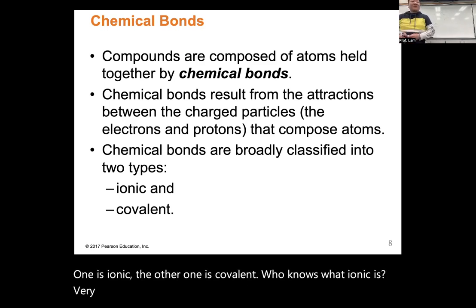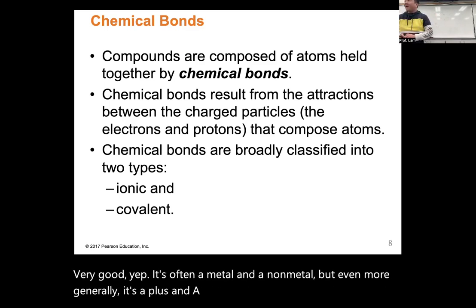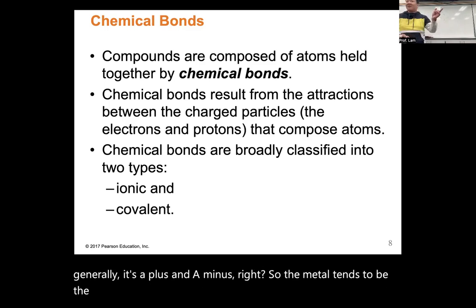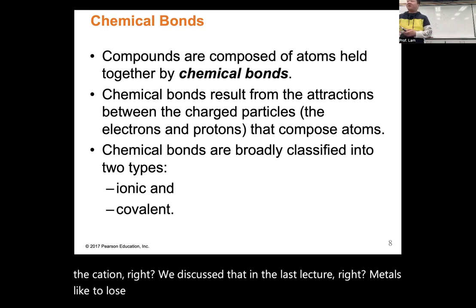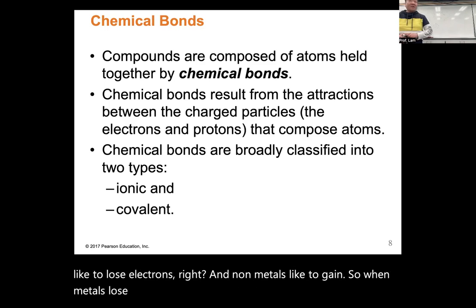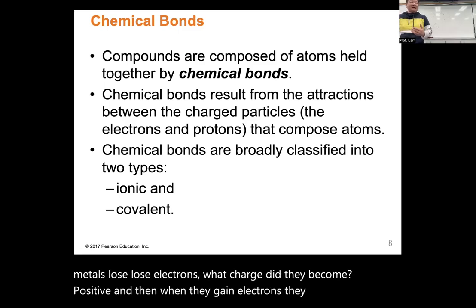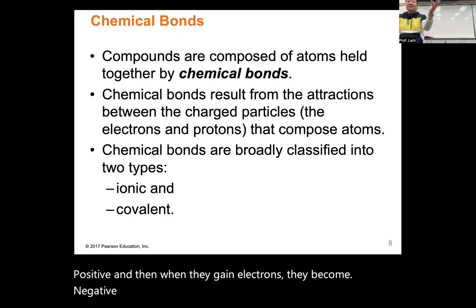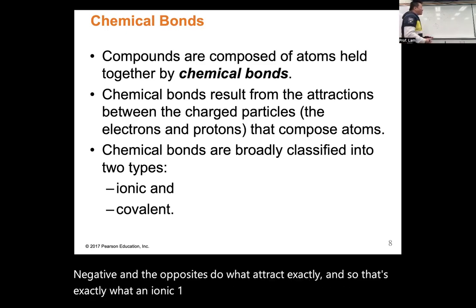Very good. Yep, it's often a metal and a non-metal, but even more generally, it's a plus and a minus, right? So the metal tends to be the cation. We discussed that in the last lecture. Metals like to lose electrons, and non-metals like to gain. So when metals lose electrons, what charge do they become? Positive. And when they gain electrons, they become negative. And the opposites do what? Attract. Exactly. And that's exactly what an ionic bond is.